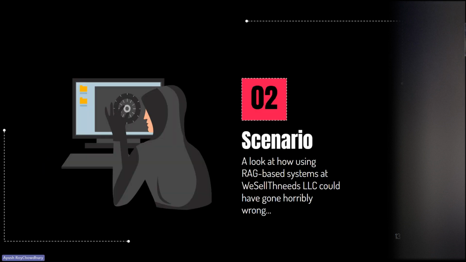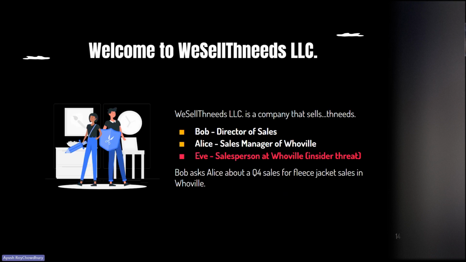So I know that that was a lot of technical jargon. Let's get down to the nitty gritty and go over a scenario to see what can happen when an adversary has access to your RAG system. In this scenario, we have a company called We Sell Needs LLC. This is a scenario that we actually presented at DEF CON last year.